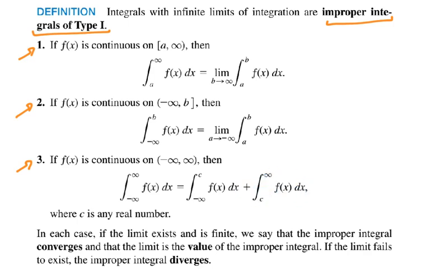In each case, if the limit exists and is finite, we can say that the improper integral converges to a specific value, and that the limit is the value of the improper integral. And if we fail to have a limit that exists, we say that the improper integral diverges. It does not go to a specific value. So again, that's the definition of how we deal with improper integrals of type 1. We're going to do some examples in the videos following this that will show you how we deal with each one of these 3 different types.